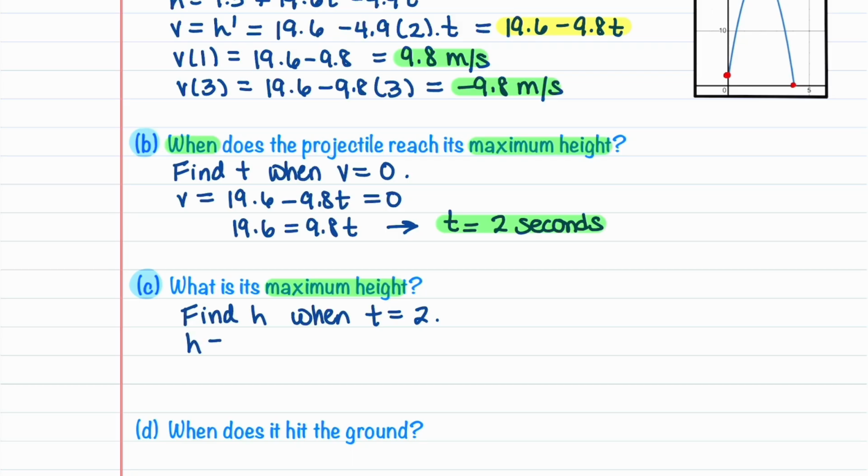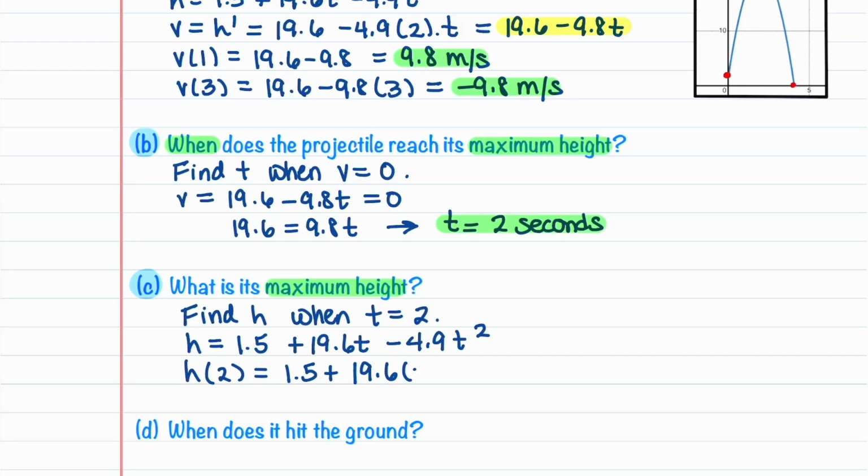Let's go ahead and write our function for h. It is 1.5 plus 19.6t minus 4.9t squared. And now what we're going to do is we're going to let t be equal to 2. So this gives us 1.5 plus 19.6 times 2 minus 4.9 times 2 squared. If you plug all that into your calculator, you end up with 21.1, and that is in terms of meters. This means that the maximum height of the projectile is 21.1 meters.